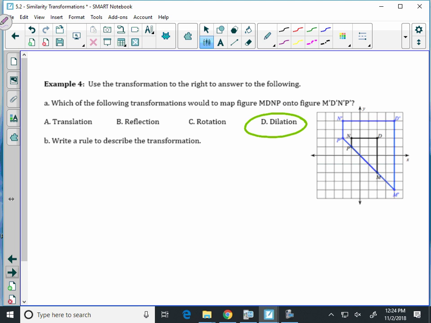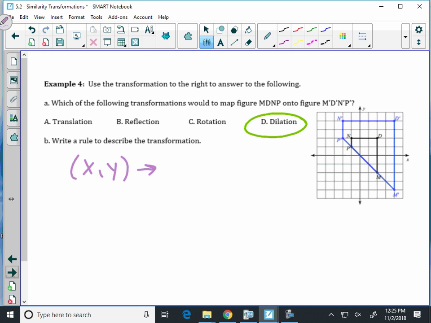The purpose says write a rule to describe the transformation. When it says write the rule, it wants this. You had a similar question on your Unit 4 test. It said write the rule, and it was a translation. A lot of you did a good job at describing the rule, so you got points for describing the rule correctly. When it says write the rule, it's that expression.